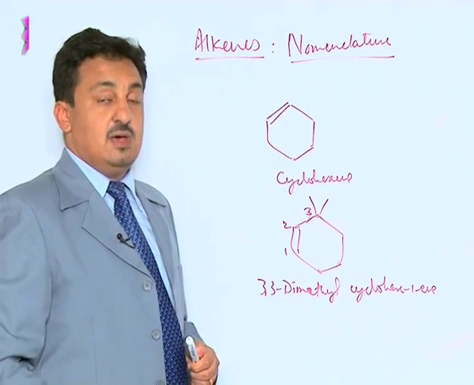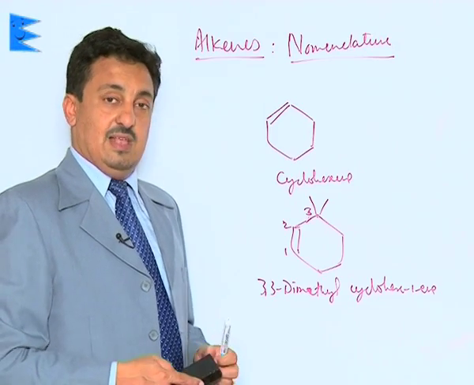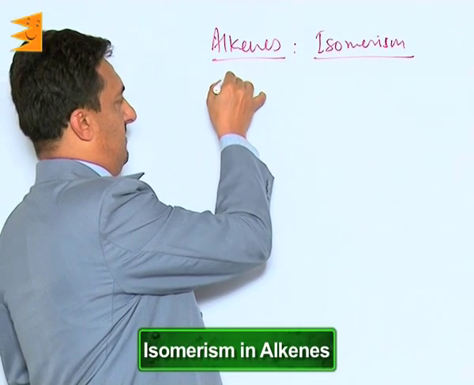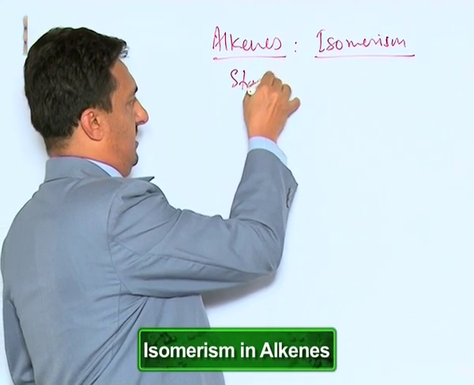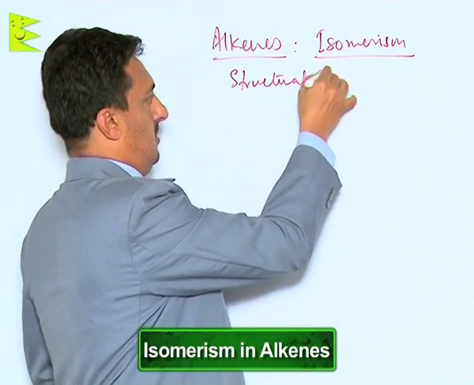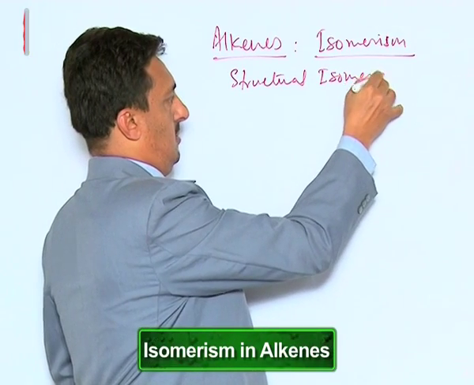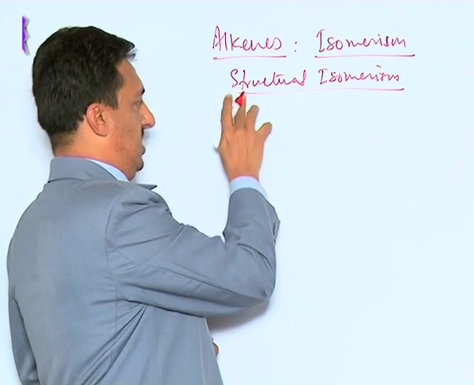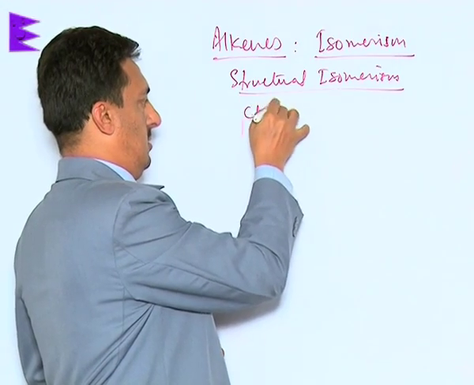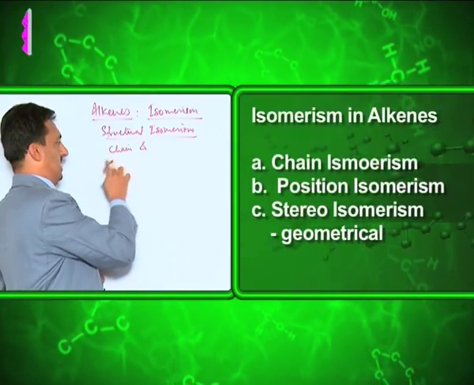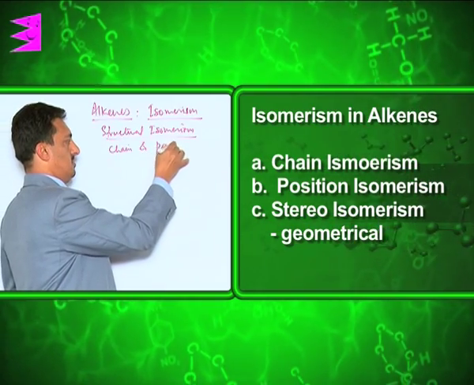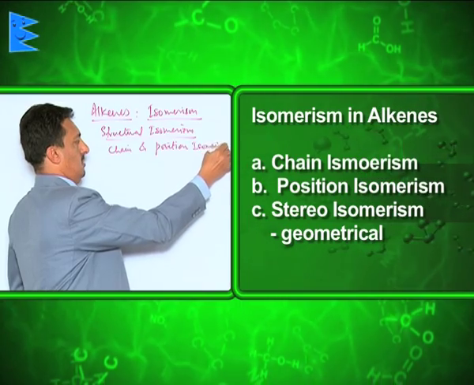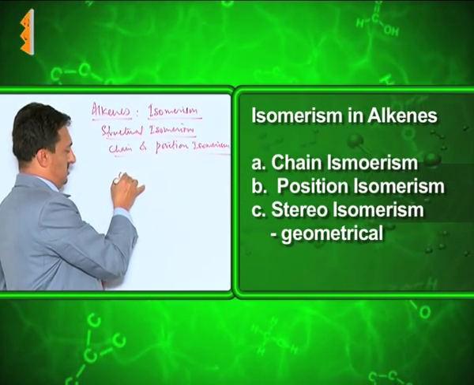Now let us see the isomerism in alkenes. Let us first talk about their structural isomerism. Yes, they show both chain and position isomerism. Let me show it to you.